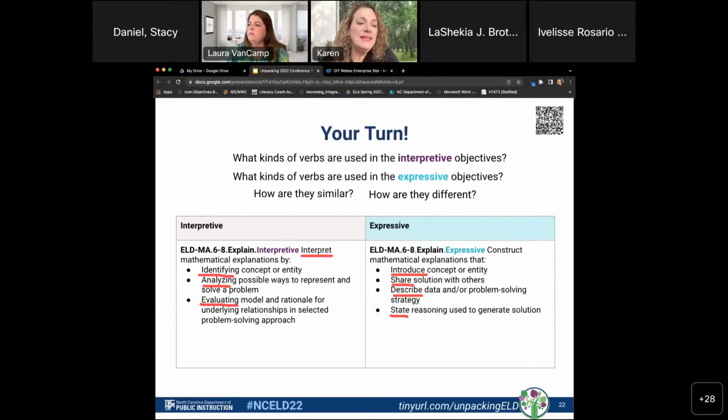Anybody want to share any wows or wonders for looking at the different modes and how it might impact instruction, or takeaways? Feel free to raise your hand or just unmute. We've got a small group today, or share in the chat box when you're thinking about modalities.